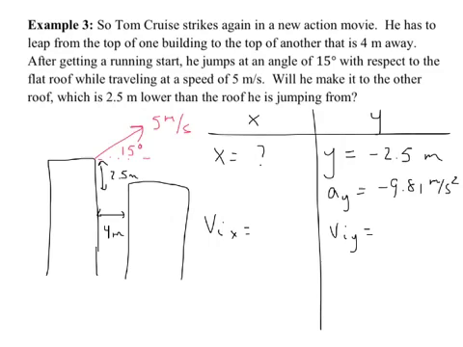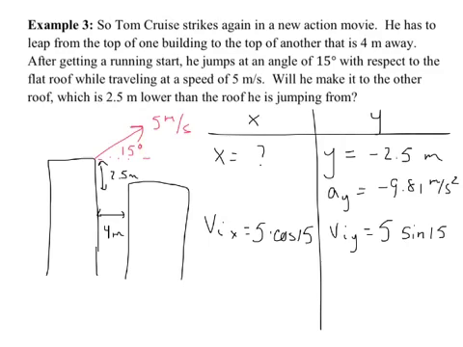Give me VIX. VIX is 5 times cosine of 15. Good, and VIY is 5 times sine of 15. Very good. This is what I was talking about a minute ago. We no longer have only horizontal initial velocity. We have to encounter the vertical velocity, VIY, and the horizontal velocity, VIX.